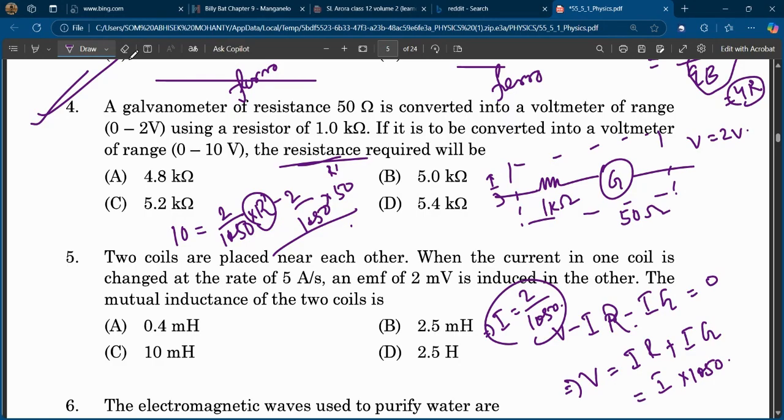Okay, did you solve it? Alright, let's move to the next question.